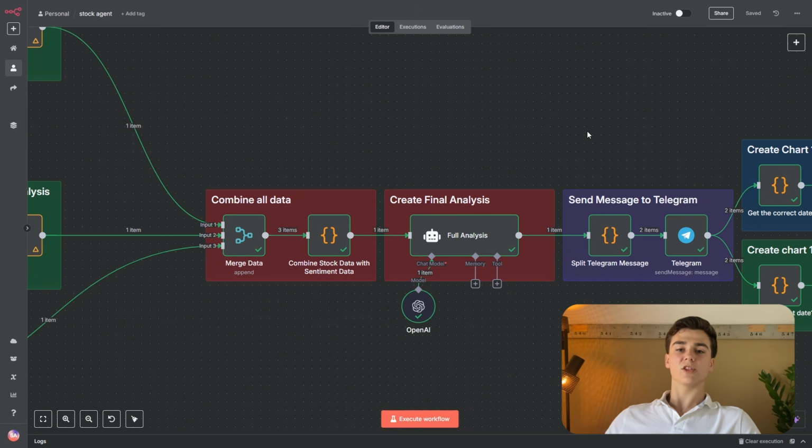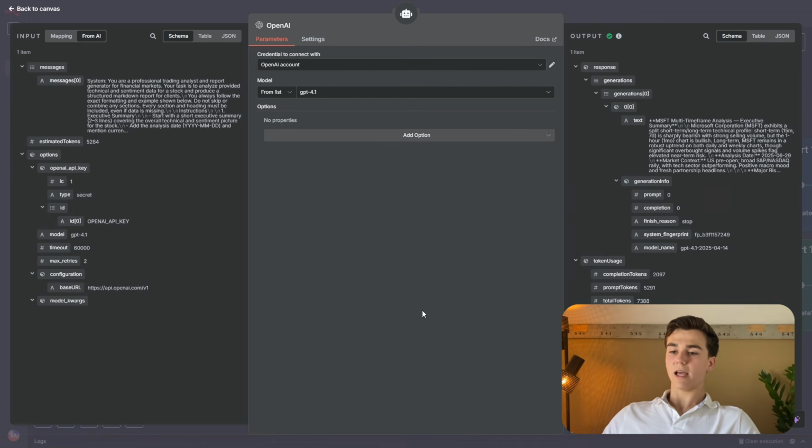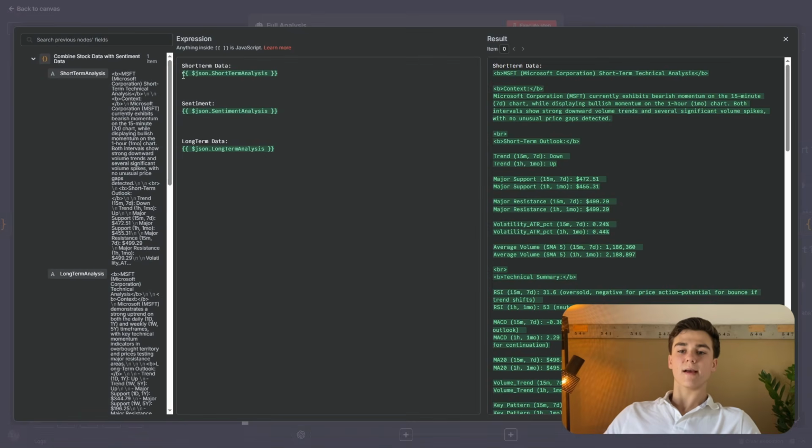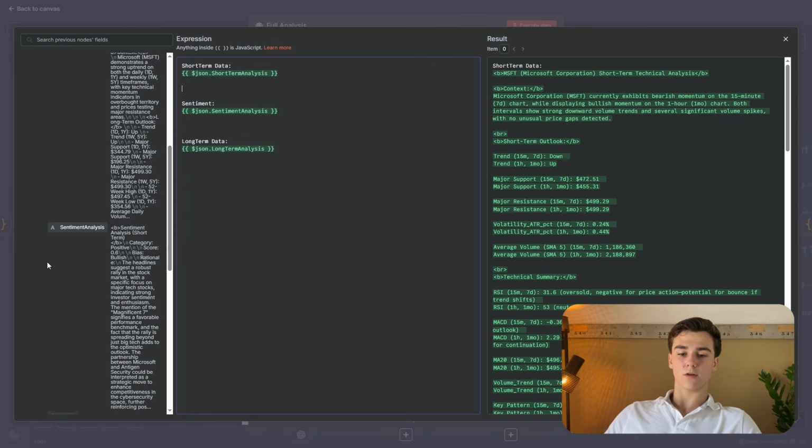After the code node, we will send the data to our AI agent where we're going to create the final analysis. And we will first have to connect the chat model. And the chat model will be GPT 4.1. So in the AI agent, you will enter a user message. In the user message, we have the short-term data, the sentiment, and the long-term data. And for the short-term, you can just drag it in from the code node. So here you can see that it will turn green and it will be exactly the same as in here. And you have to give it all of the data, so the long-term, short-term, and the sentiment.